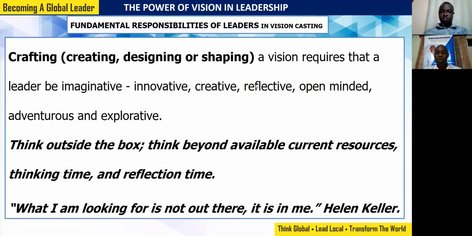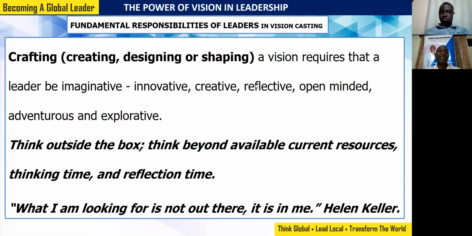because there are times we need to involve a lot of discussions. And then think outside the box, think beyond available current resources, have thinking time, have reflection time. This can apply even if you already have a vision, you might want to refine it. These are aspects we can also bring on board when we are reviewing the vision that we are pursuing.